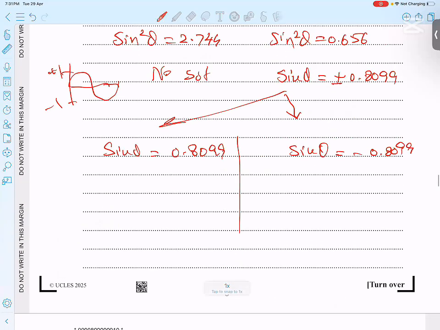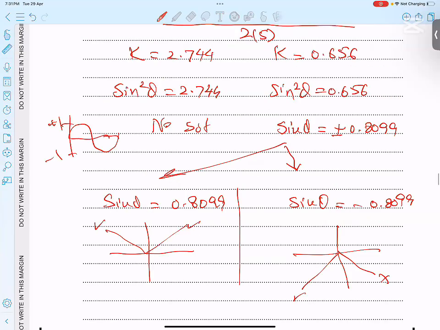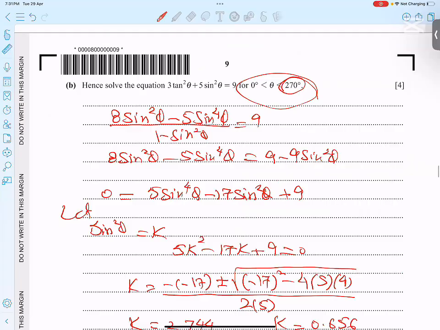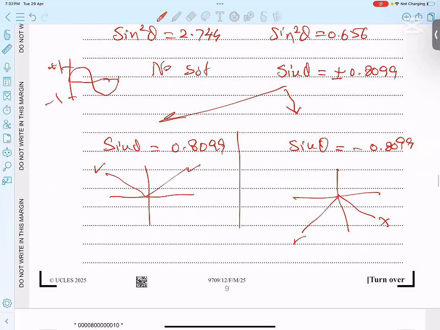Sine is positive in two quadrants, here and here, and sine is negative in two quadrants, here and here. This one is out of range, these three are in range. The condition mentioned on the top, 0 to 270, means our answer must be here, here, and here, and the last quadrant is not possible. I hope the point is very clear.